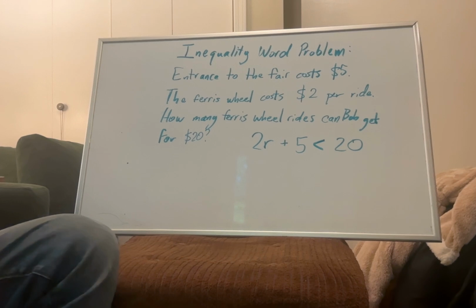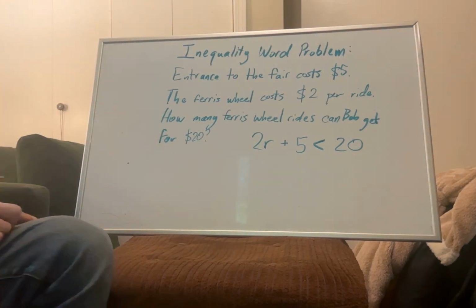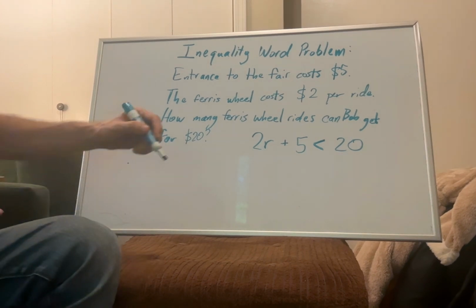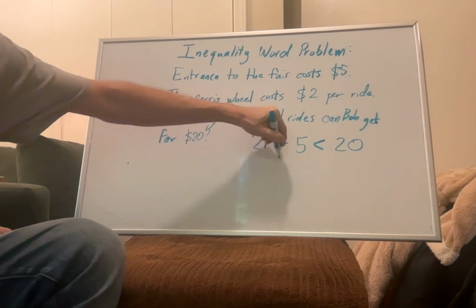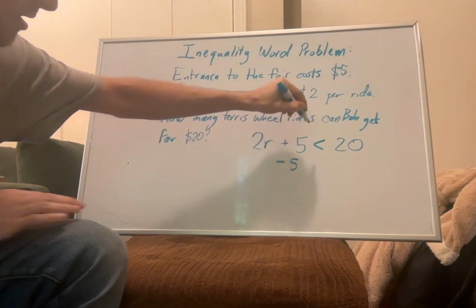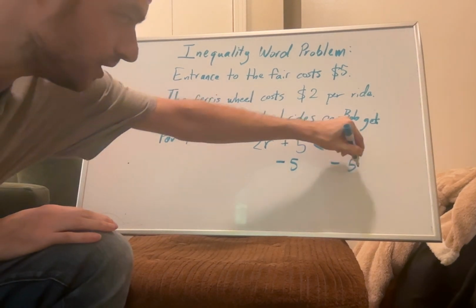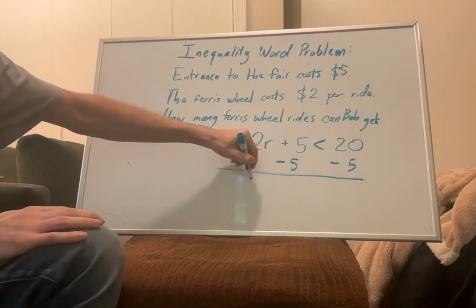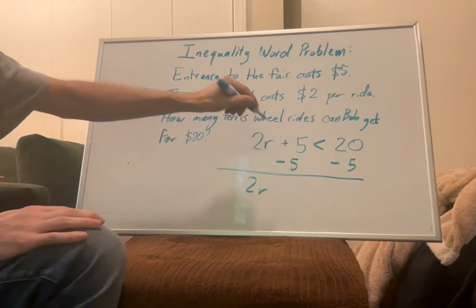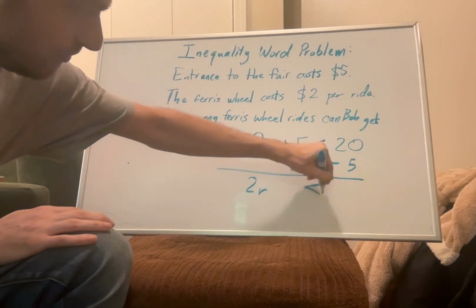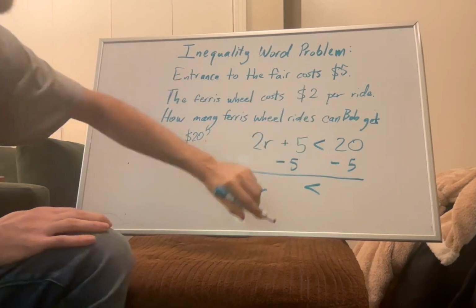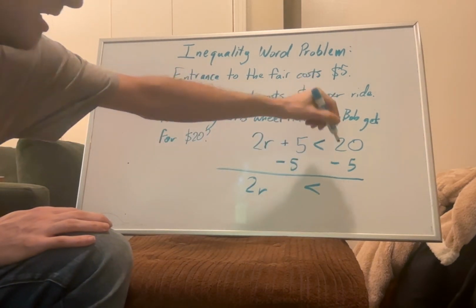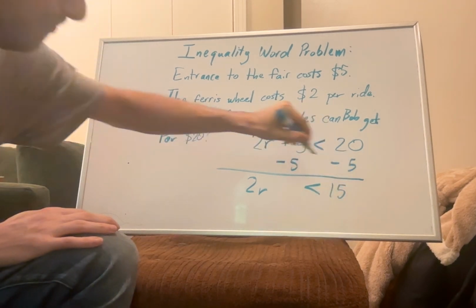And so let's see if we can now isolate for the variable r. The first thing we can do is subtract 5 from both sides. We can think about undoing or reversing the adding 5 here. The plus 5 minus 5 will cancel. That will leave us with 2r over here. The less than sign will stay. And then 20 minus 5 will be 15.